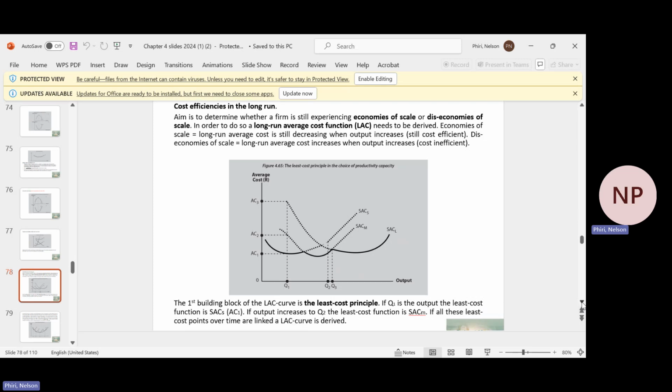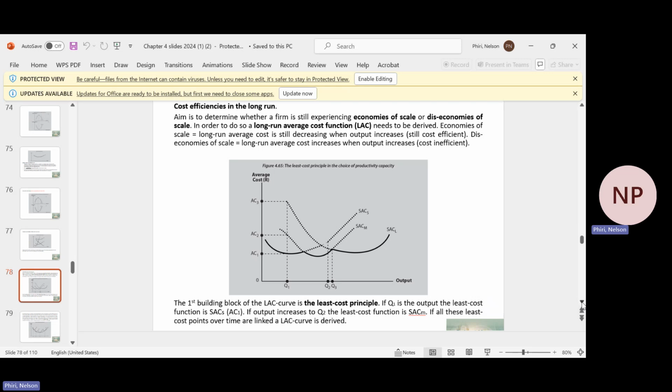It is important to determine in the long run whether a firm is experiencing economies of scale or diseconomies of scale. In order for us to come to this conclusion, we have to derive what is called a long run average cost function. For this long run average cost function, you look at the minimum points, you join successive short run average cost curves to get your long run average cost curve. You can see there your short run average cost curves. If you join their minimum points, that gives you the long run average cost curve.